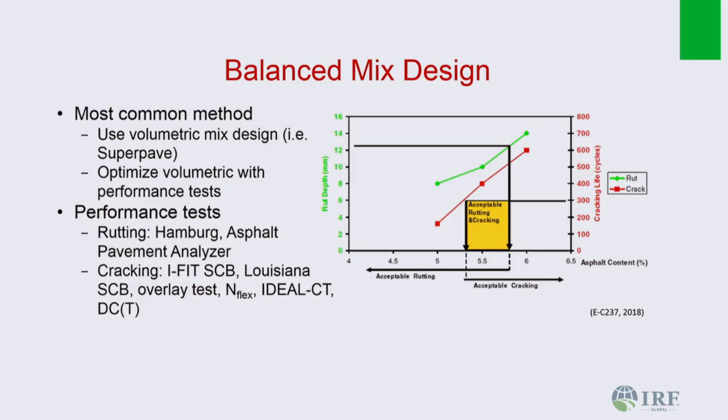What is the commonest type of defect that you have in Nigeria? Rutting. All of them. All of them.